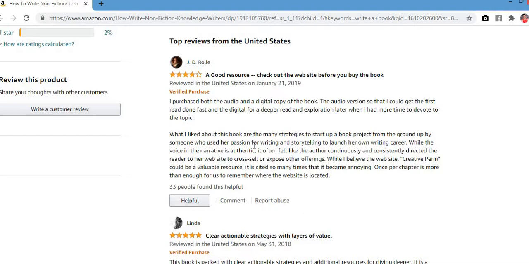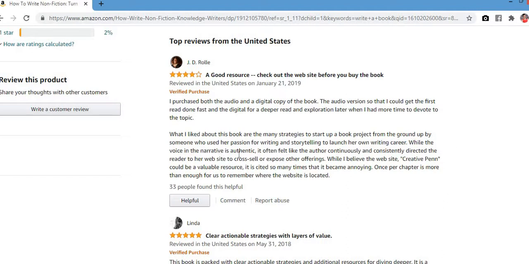Okay, what I liked about the book are the many strategies to start up a book project from the ground up by someone who used her passion for writing and storytelling to launch her own writing career. So now you see, this tells you that people are looking for how to start a book project from scratch. Practical strategies on how to start a book project from scratch by someone who had the passion, and how to also incorporate storytelling to launch her writing career, which means this person also wants to launch a writing career. This person is not just writing for passion.